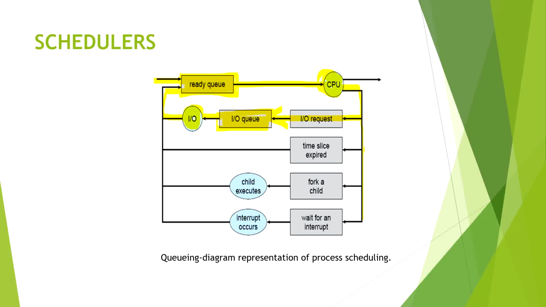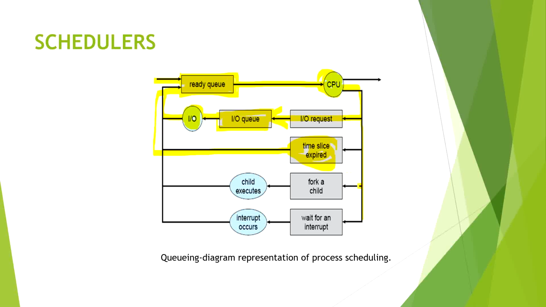In the second scenario, it can also be time sliced. If the time slice is expired for any process, it will directly go to the ready queue. Time slice expired means the time was provided to the process but it hasn't finished executing, so when the time slice ends, it will directly go to the ready queue.